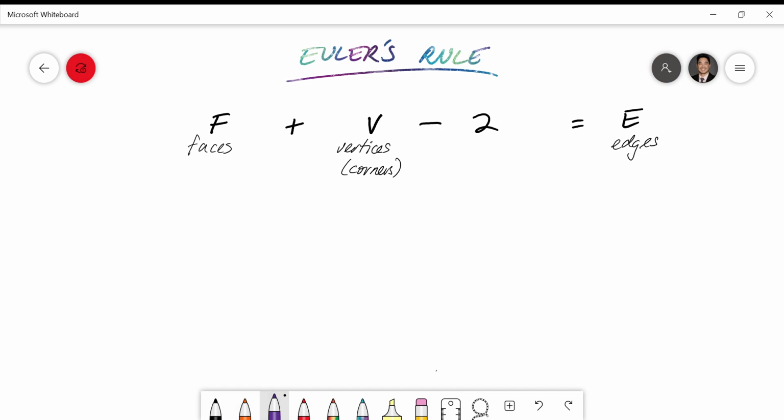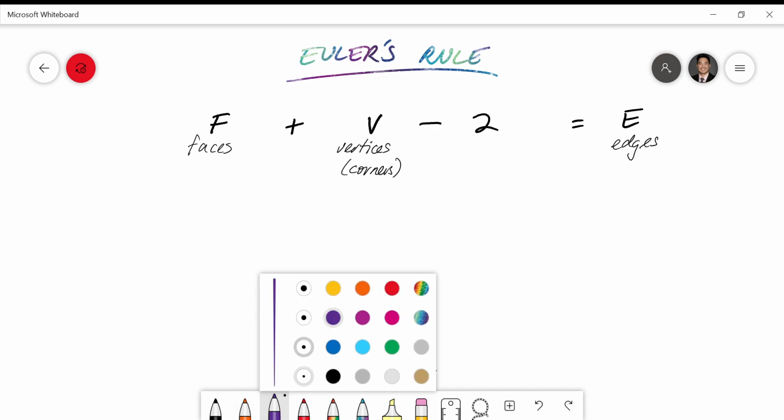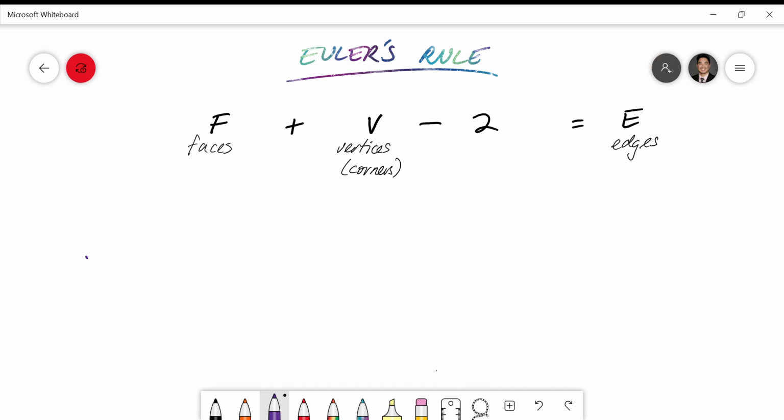Okay, so let's put this into action, and we'll start off with what we know as the cube. Let's make that a nice cube there. That side is the same as that side, which is the same as that side, and in a cube we have 6 faces.